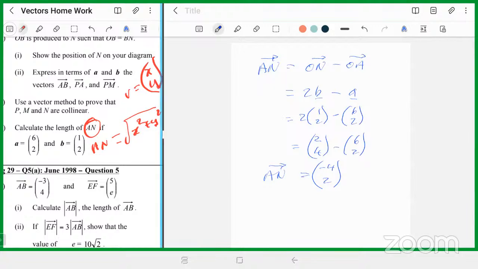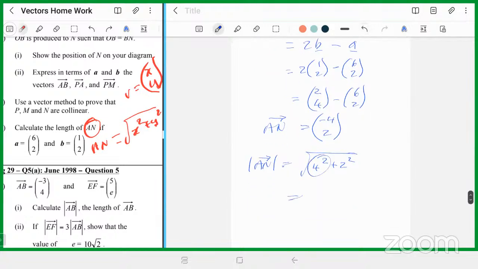Now the length of AN, which is the modulus. The modulus of AN becomes the square root of 4 squared plus 2 squared. I don't have to put the minus on this because it gives the same result. This is 16 and 4, 20. So it becomes the square root of 20 units. That's what it becomes.